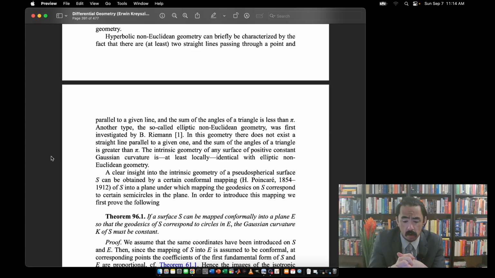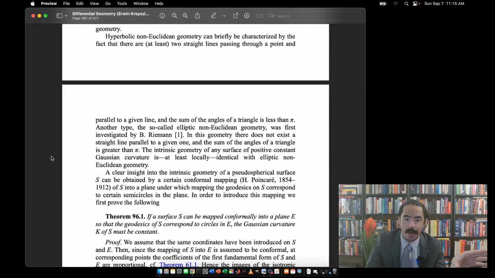Another type, the so-called elliptic non-Euclidean geometry, was first investigated by Bernard Riemann in Über die Hypothesen welche der Geometrie zugrunde liegen, his habilitation thesis, which inaugurated the eponymous Riemannian geometry. In this geometry, there does not exist a straight line parallel to a given one. And when I say Riemannian geometry, that's not what I'm referring to as the geometry here.